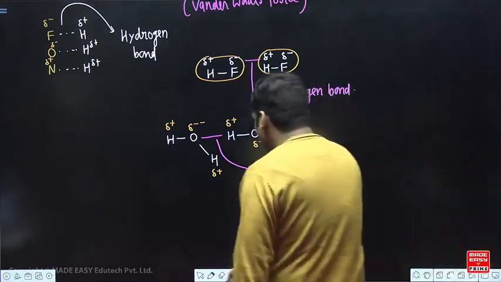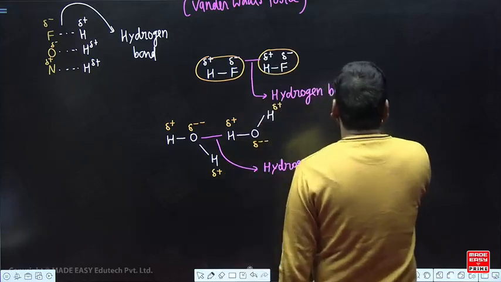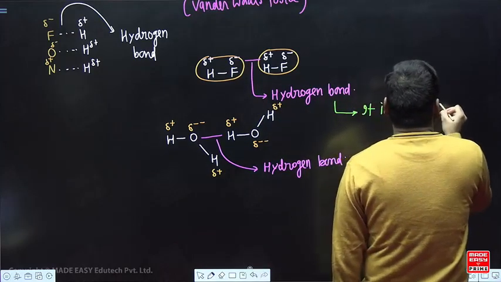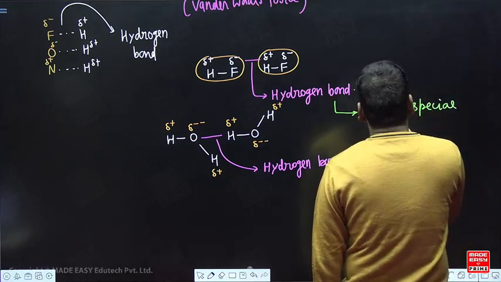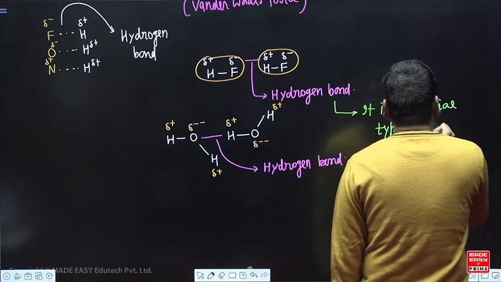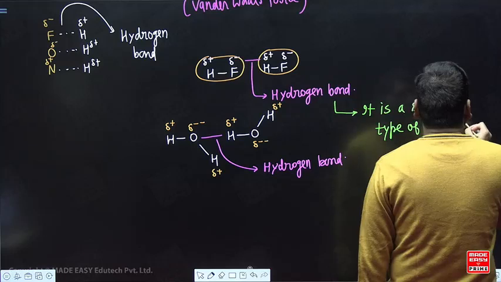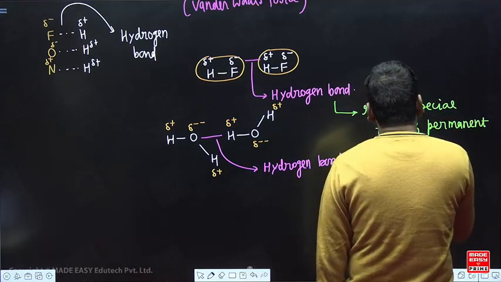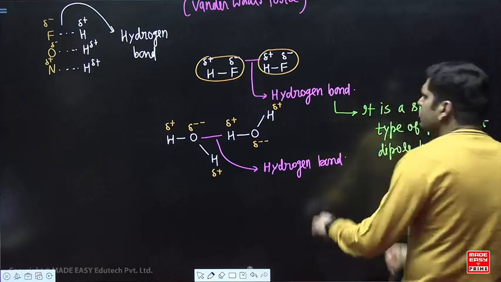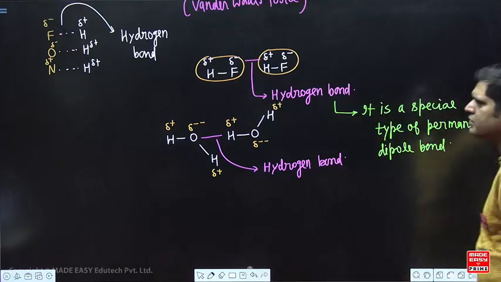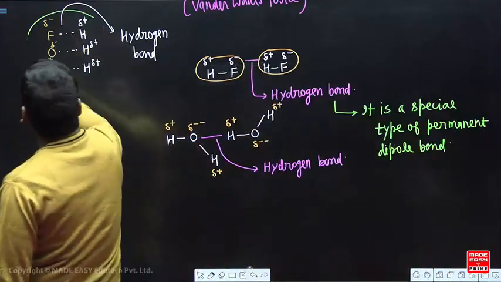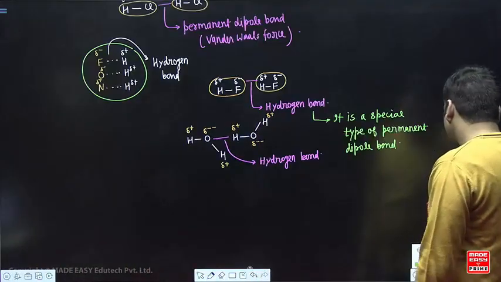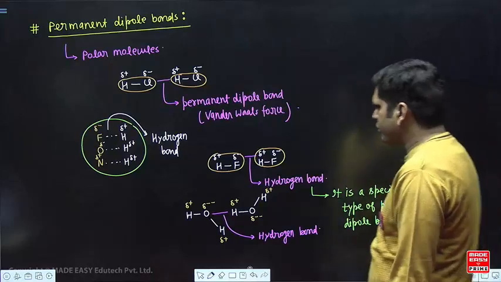So basically hydrogen bond is a special type of permanent dipole bond, where bonding should be between F, O and N. इन तीनों में से किसी एक का होना जरूरी है और दूसरा हाइड्रोजन, तभी ये बॉन्ड बन पाएगा. ठीक. So please note down a few points here as well.